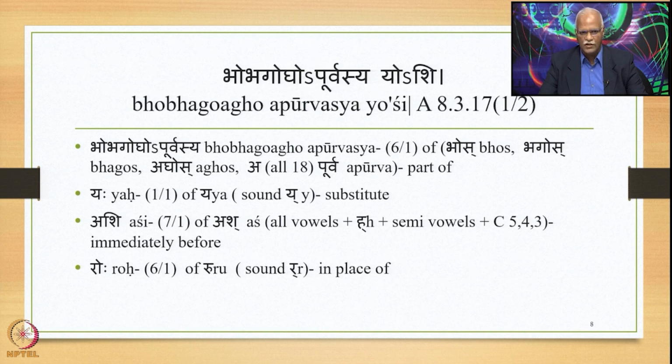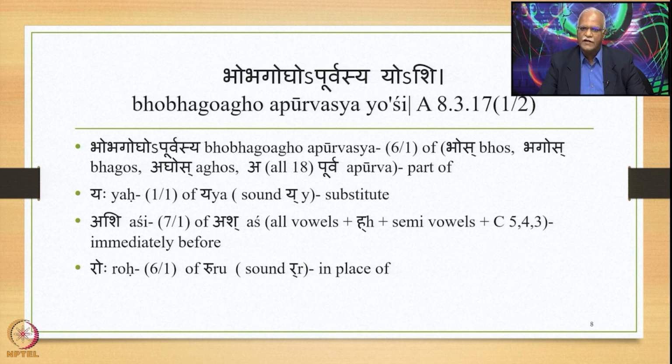Ashi is 7/1 of ash. Ash means all vowels plus h plus semi vowels plus class consonants 5, 4 and 3. Ashi means immediately before ash. Ruh is 6/1 of ru, which is sound r. So ruh means in place of. So here we have ruh as the substituent, ya as the substitute, and this ru has to be a part of Bhos, Bhagos and Aghos, and this ru should have a immediately preceding.